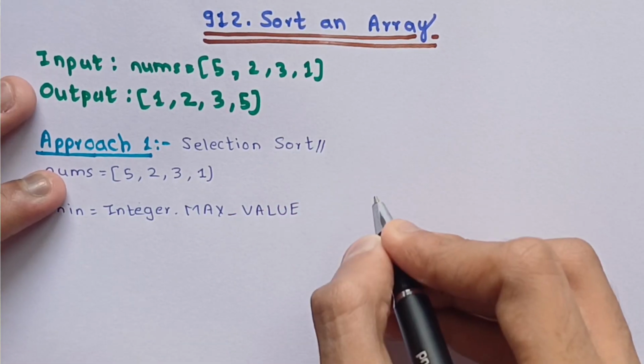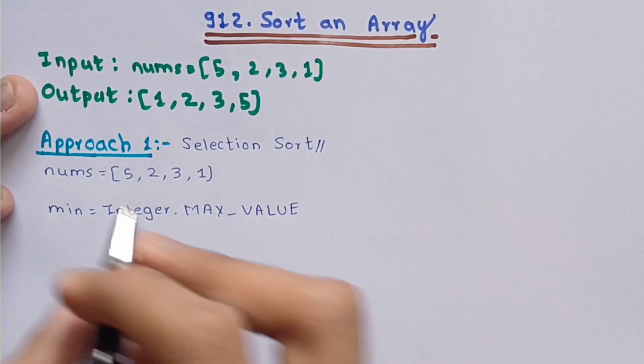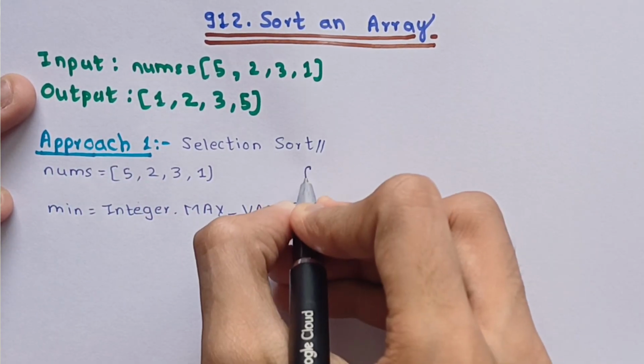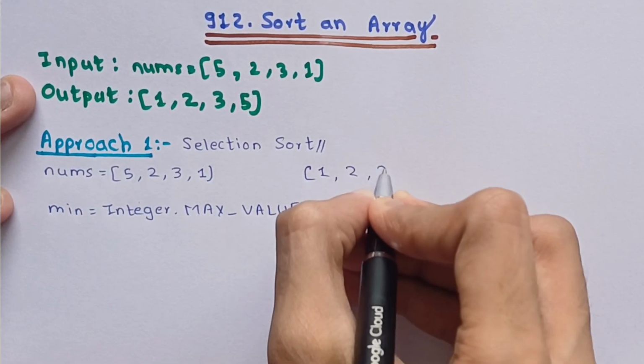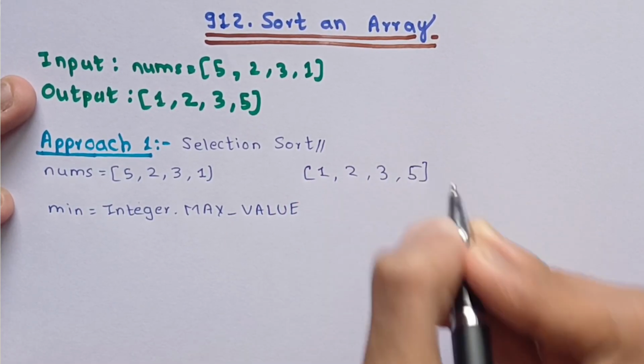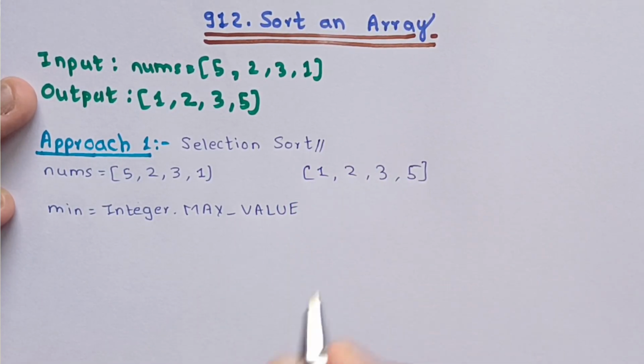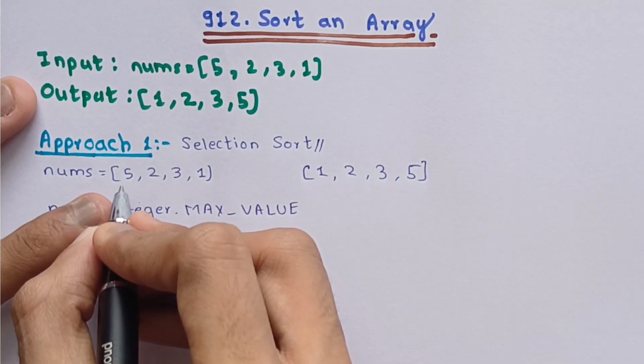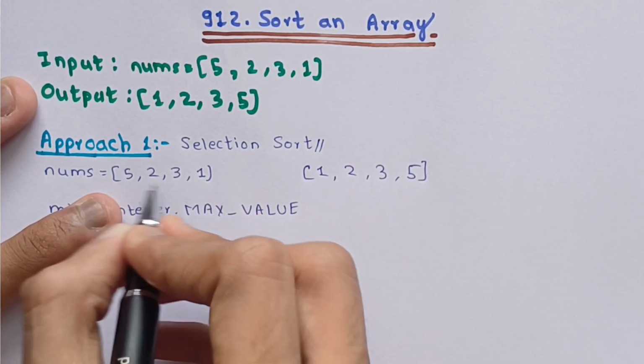So let's see approach one, which is selection sort. nums is the given array and we have to sort it. After sorting it will look like 1 2 3 and 5. What we have to do in selection sort is pick the minimum element from the array, compare it with the first element of the array, and swap it.